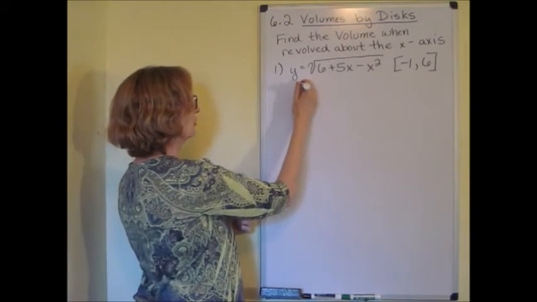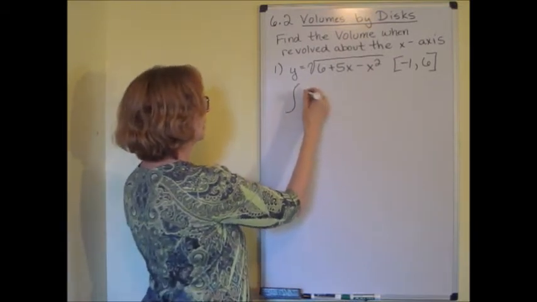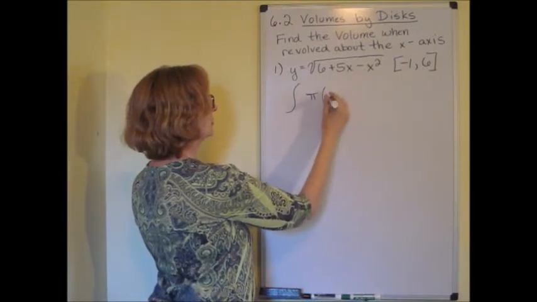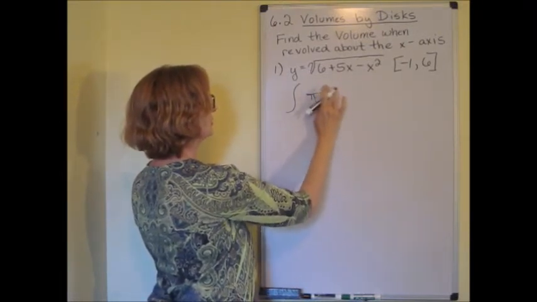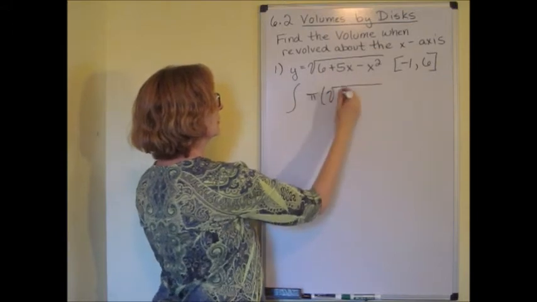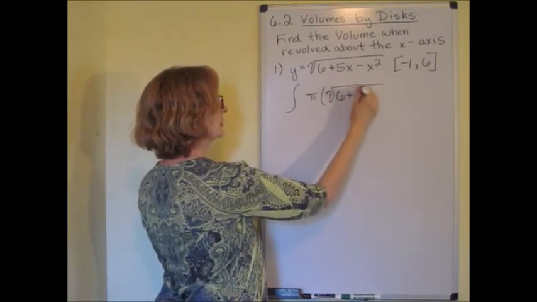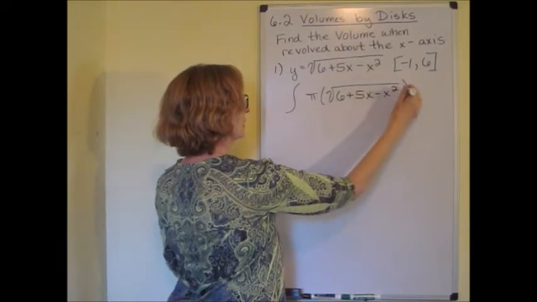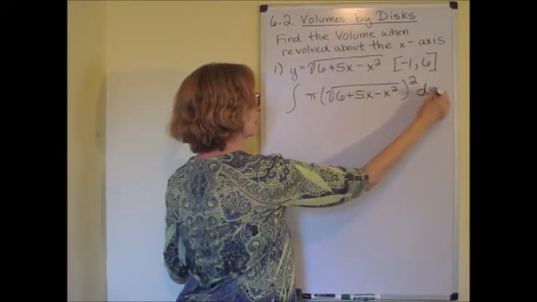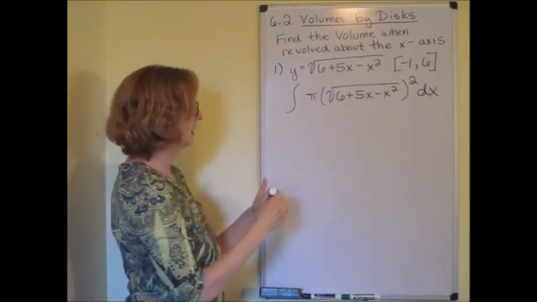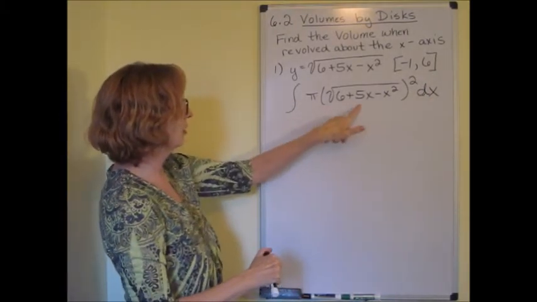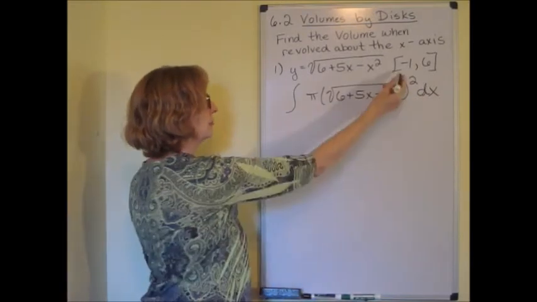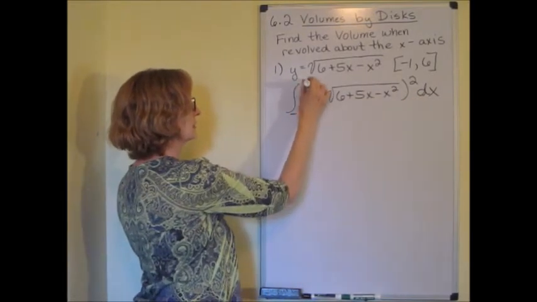So I'm going to have the integral of pi. My r is just my function value, so that's going to be the square root of the 6 plus 5x minus x squared, and then square, and we're going around the x-axis, so I'll say dx. So again, pi r squared dx. And we're going to take that from -1 to 6.